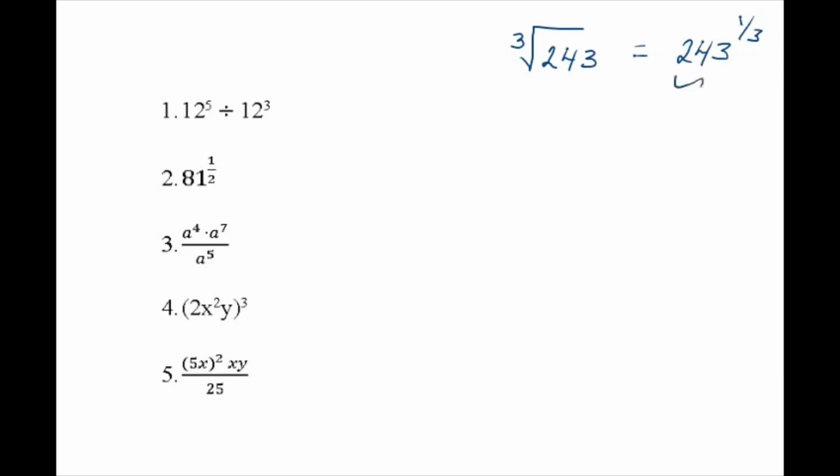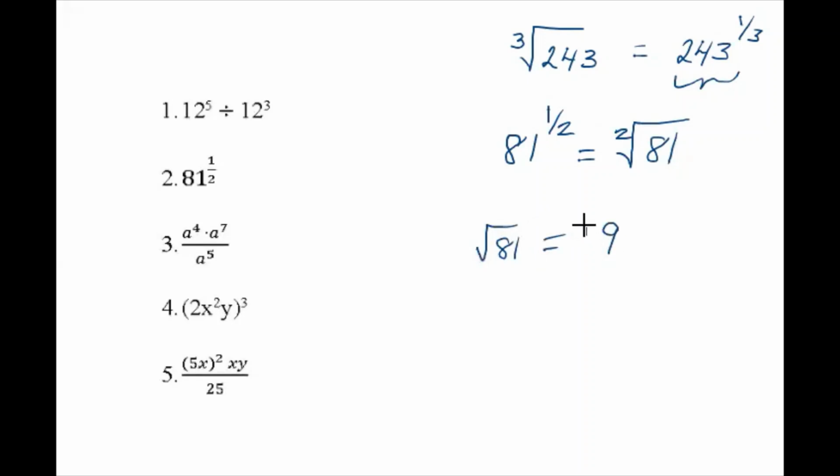So now I'm looking at something like this. I'm looking at 81 to the 1/2 power. And so that's basically the square root of 81. Now, we don't really write the 2 in there, but that's what it really is, right? So what I have is just the square root of 81, okay? And that's 9. And it's going to be plus or minus 9, because minus 9 times minus 9 also gives you 81, all right? So that's our answer for the second problem.